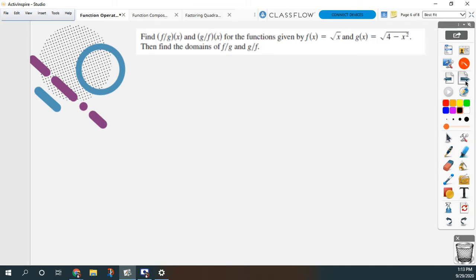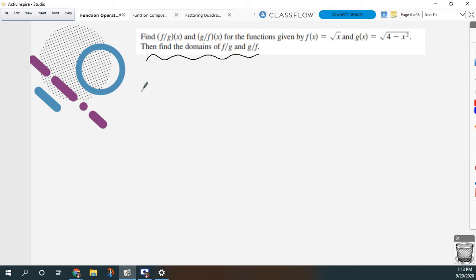All right, so next up they want us to divide. They want us to do f divided by g and g divided by f. And they're going to be very similar as we evaluate. Then the big thing is going to be that they're wanting us to find our domain restriction. And that's going to be the part that we're going to have to spend a little bit more time on because our functions are a little bit more complicated this time.